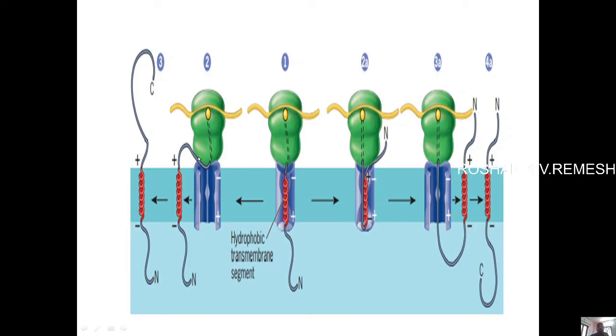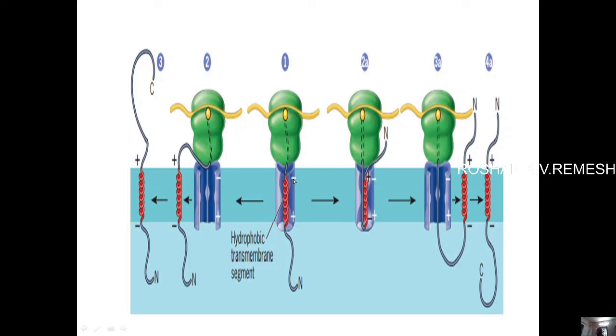Eventually the translation process gets over and the entire polypeptide is synthesized, but this stop transfer sequence or hydrophobic transmembrane segment stopped the entire polypeptide from moving into the lumen. That's how it became a transmembrane protein. Actually, this is a single-span membrane protein.